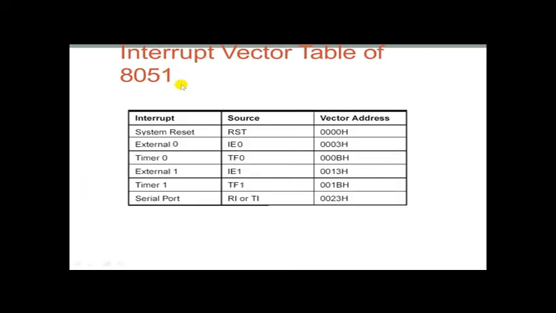So, the interrupt vector table of the 8051. This is how the interrupt vector table is going to look. These are the interrupts, these are the sources and this is the vector address. The system reset has the source RST and the vector address 0000H. External 0, IE0, 0003H. Timer 0, TF0, 000BH. External 1, IE1, 0013H. Timer 1, TF1, 001BH. Serial port, that is RI or TI, 0023H. These are the vector addresses.